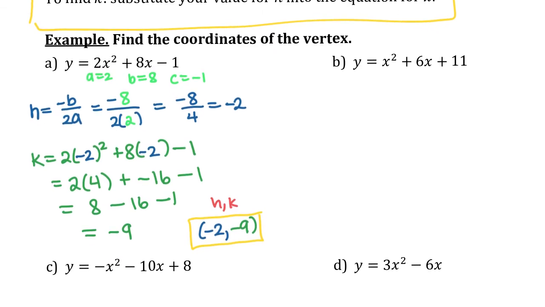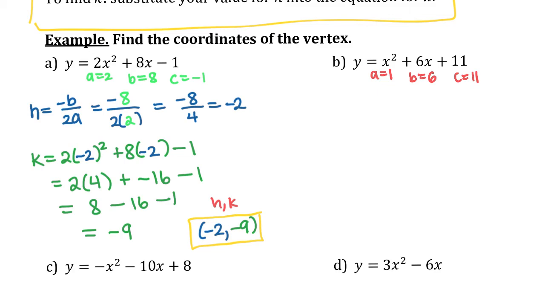Okay, for the first step, I'm just going to identify the a, b, and c. Okay, so a is the coefficient on the x squared. Remember, if there's nothing there, it's like a 1. b is the coefficient on the x, and c is the constant. Okay, now the formula is going to be h equals negative b over 2a.